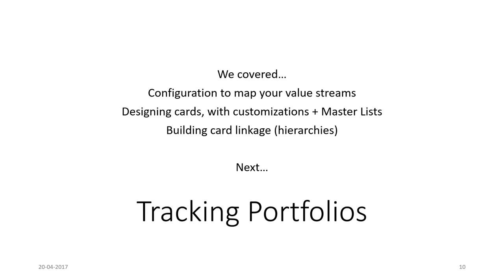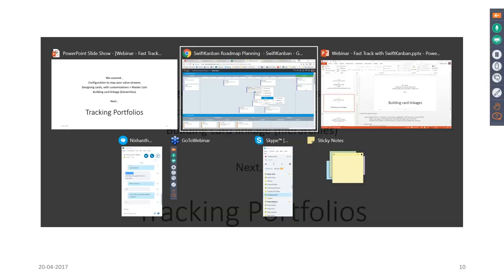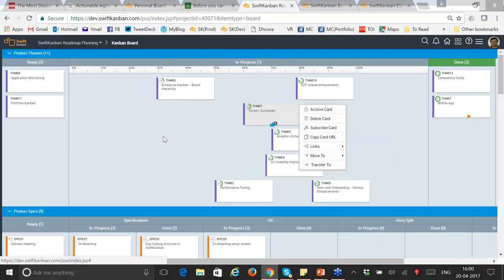What we'll move to next is tracking portfolios. Portfolios are a very unique and powerful capability, and I think pretty much in the market we are the only ones to have this capability. What you see here in this example in product themes is an example of a portfolio lane. A portfolio lane helps you get a feel for the percent progress of any card depending upon multiple things.